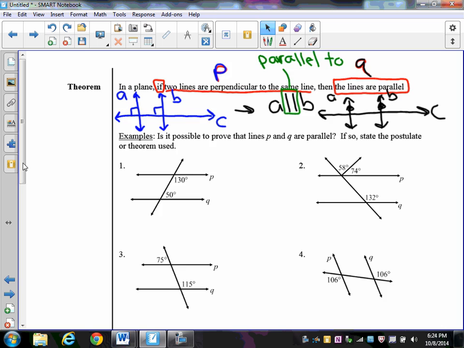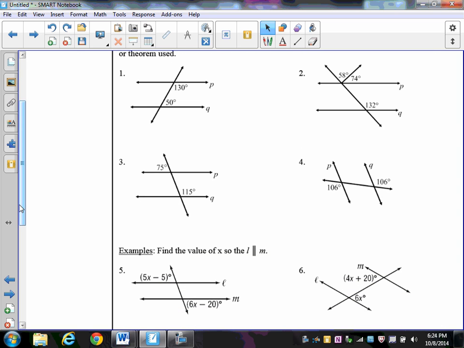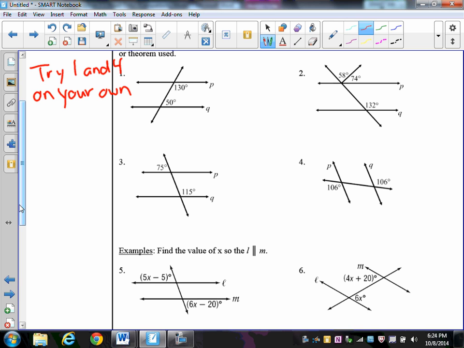So we're going to go over a few examples to close. We're going to go over examples 2 and 3. I want you to try 1 and 4 on your own. So let's take a look at number 2.